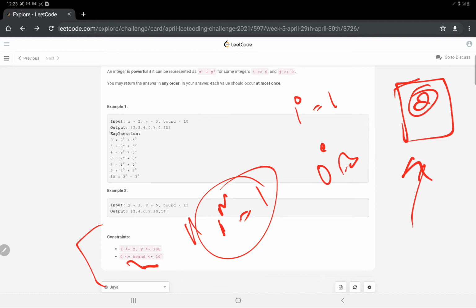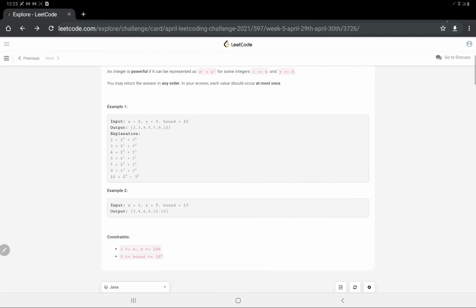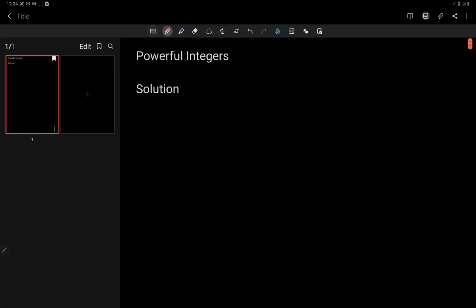Now let's see how we are going to solve this problem. I told you that this question is related to the power of 3 question.